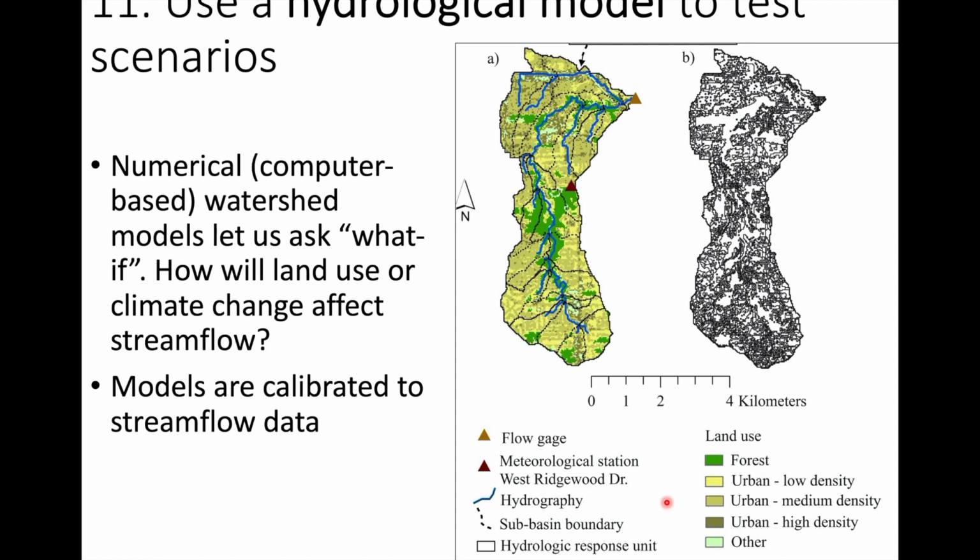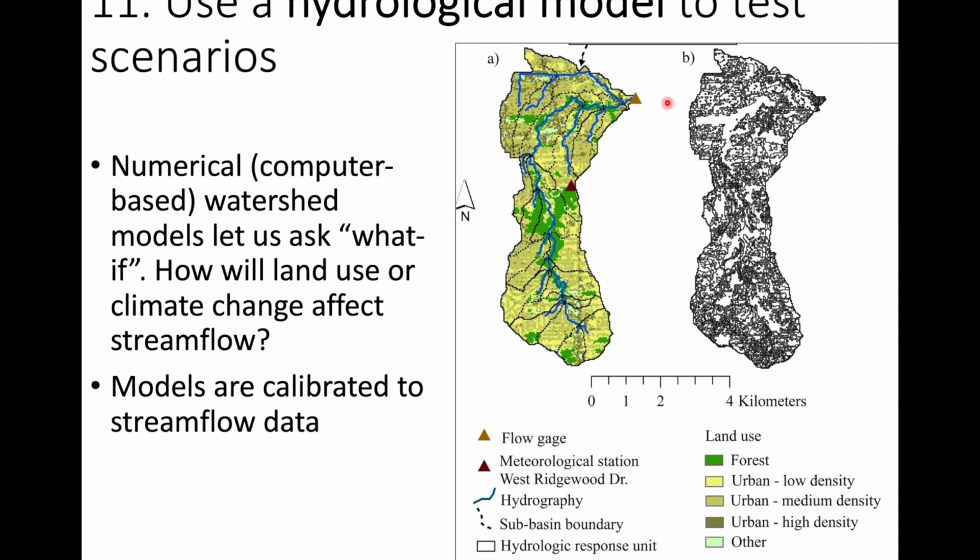Another thing that we can do is use streamflow data to help us build and test hydrological models. These are numerical, computer-based models that let us ask what-if questions about realities that don't exist. For example, this is the West Creek watershed, again, near Parma, Ohio. This is a watershed where they're very interested in the impacts of stormwater and stormwater management on the stream. And so we have been building hydrological models that let us ask questions like, what happens if everybody puts a rain garden in their front yard? How does it change the stream?